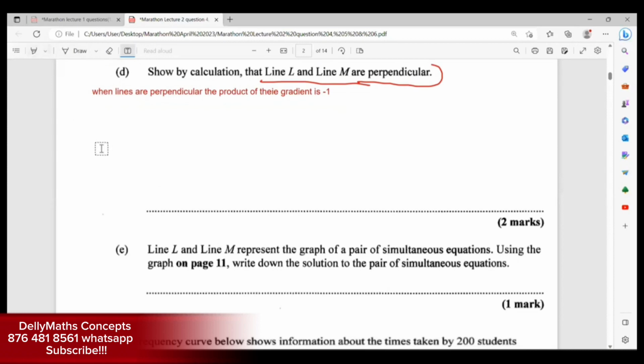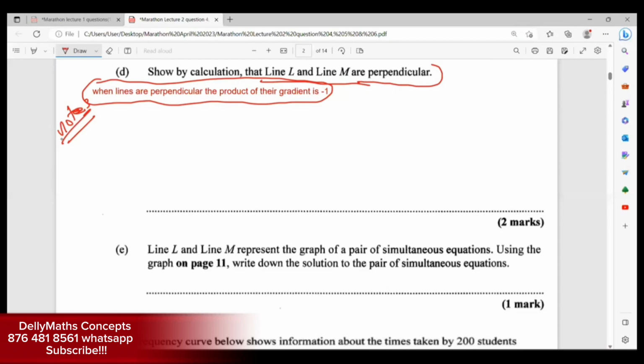So when lines are perpendicular, the product of their gradient is -1. No, that's not the answer. That is something that I'm telling you, that this is what you want to show. So this is notes, because they never asked you that, but this is something that you need to know.